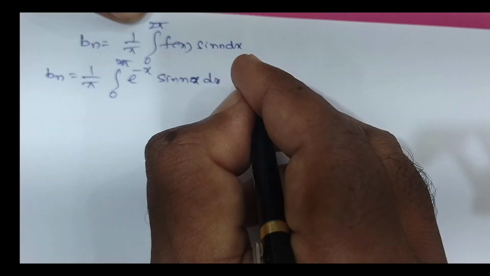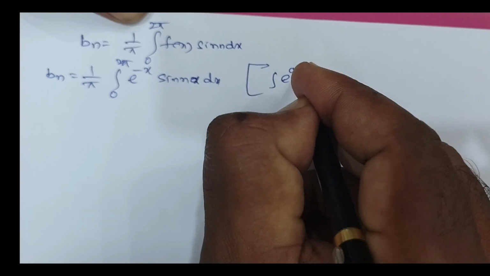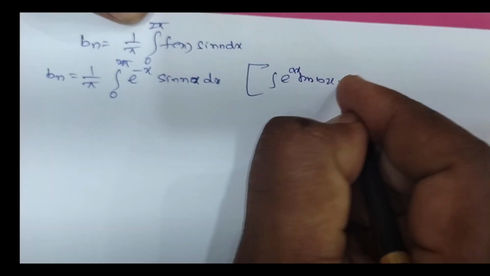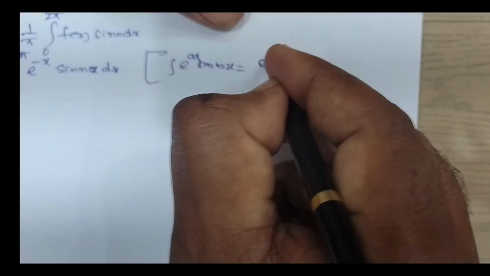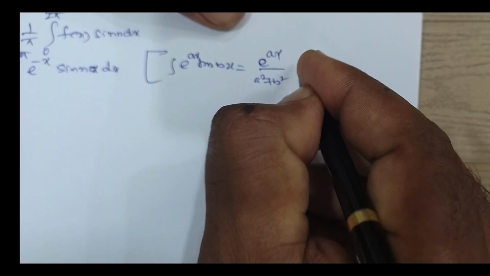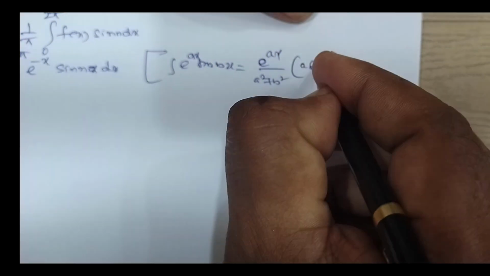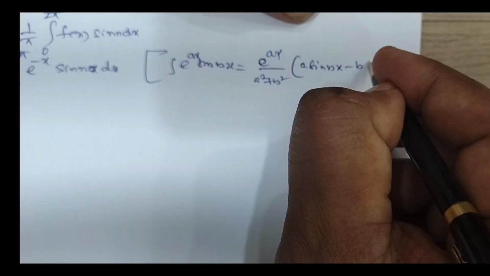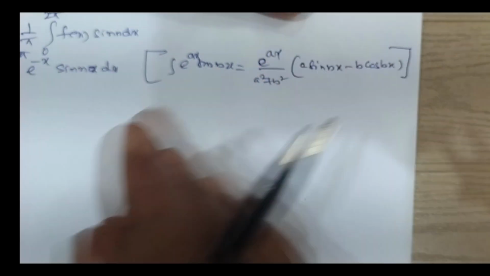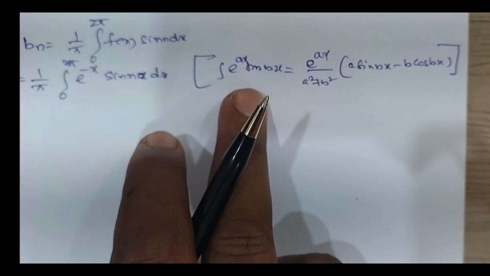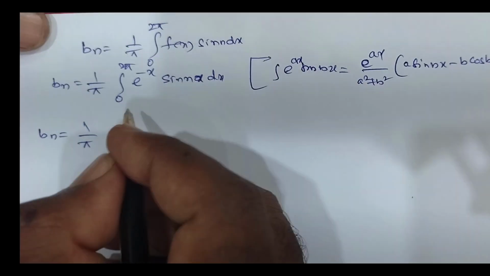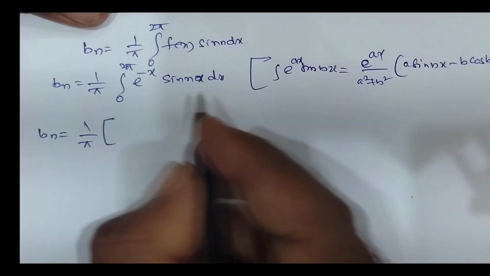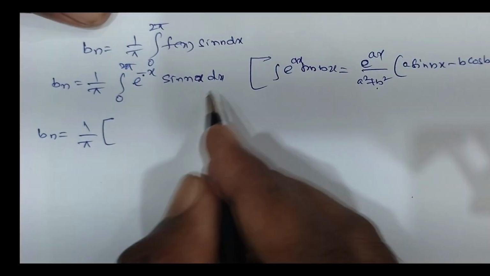dx. Here we are applying the formula: the integration of e power ax sin bx is equal to e power ax by a square plus b square into a sin bx minus b cos bx. This is the formula for the integration of e power ax sin bx. So next, apply the integration. So 1 by pi into, so apply the integration here. So a is equal to minus 1, and b is equal to n.